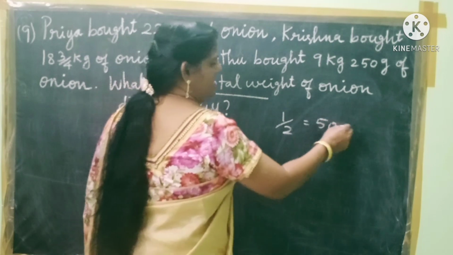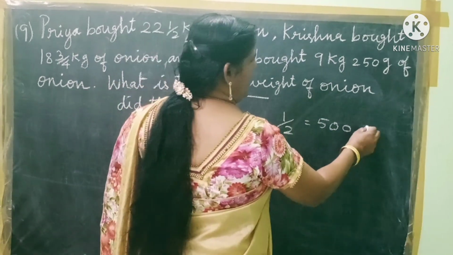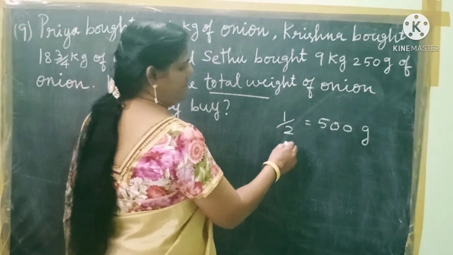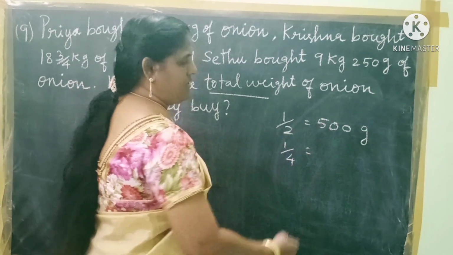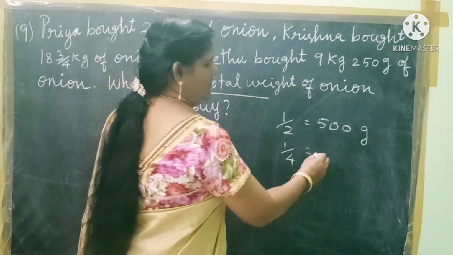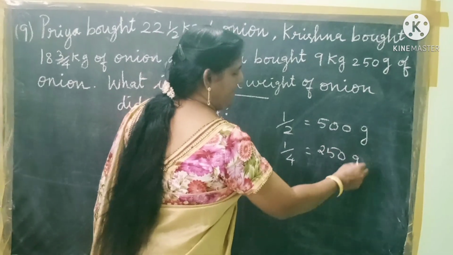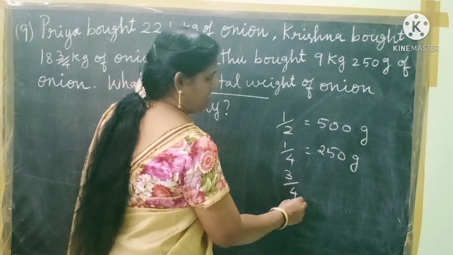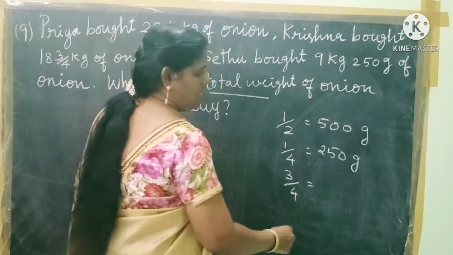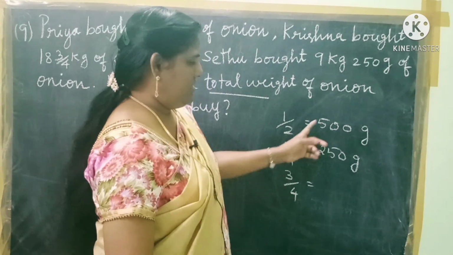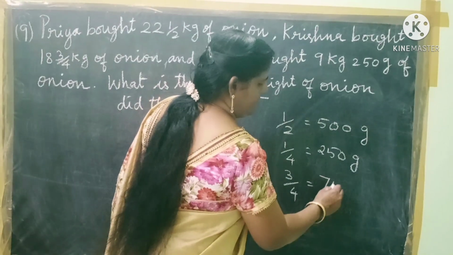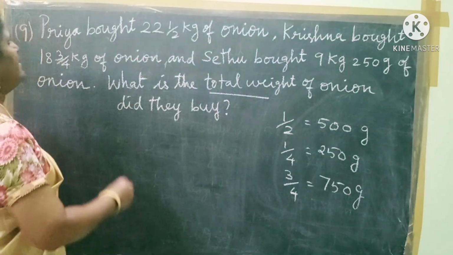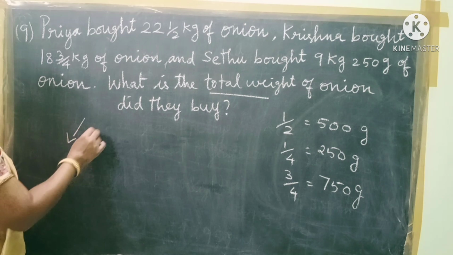Half means 500 gram. Okay. Quarter means, in half, what is a quarter of half? 250 gram. Okay. So 3/4 kilogram is half plus quarter, 750 gram. So this is the homework question. Homework number 3.